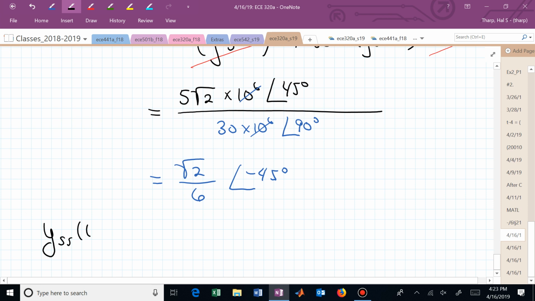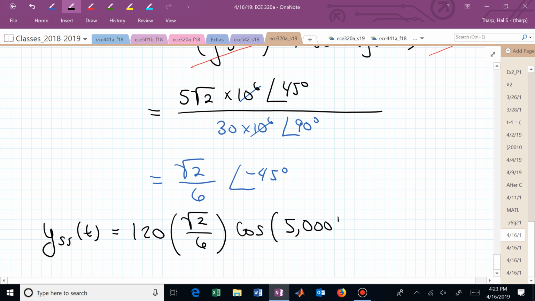Y, our output in the sinusoidal steady state, is the magnitude that we started with, 120, scaled by H of j5000's magnitude, cosine. The output is 5,000 t. It's moving at the same frequency as the input, plus 30 degrees minus 45 degrees.